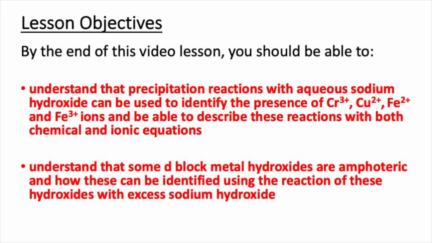By the end of this video lesson, you should be able to understand that precipitation reactions with aqueous sodium hydroxide can be used to identify the presence of Cr3+, Cu2+, Fe2+, and Fe3+ ions, and be able to describe these reactions with both chemical and ionic equations. You should also be able to understand that some D-block metal hydroxides are amphoteric and how these can be identified using the reaction of these hydroxides with excess sodium hydroxide.